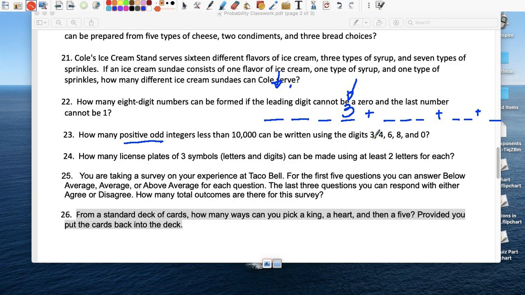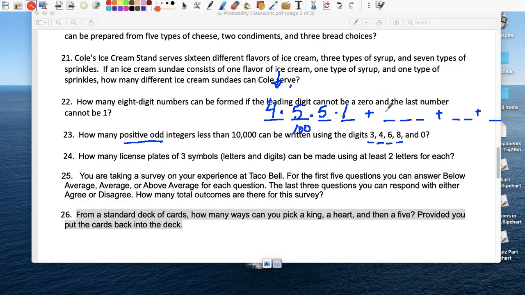Well, let's try it out. For the first spot, I can use a 3, a 4, a 6, and an 8, right? I can't use a 0. So I have 4 choices. For here, I would have 5 choices. For here, I would also have 5 choices. And for the last one, I only have 1 choice. It has to be a 3. So if I multiply that, I get 20. 20 times 5 is 100. So there's 100 choices.